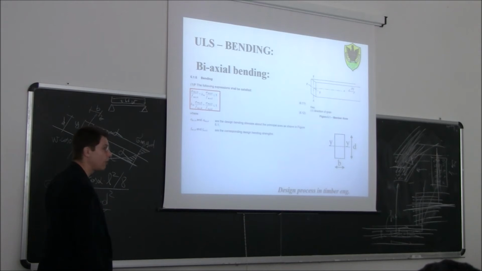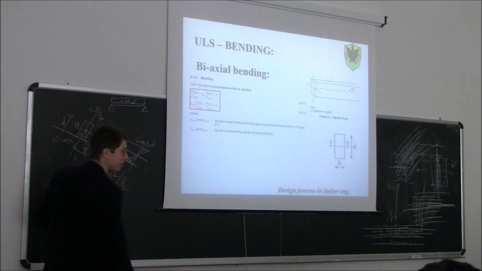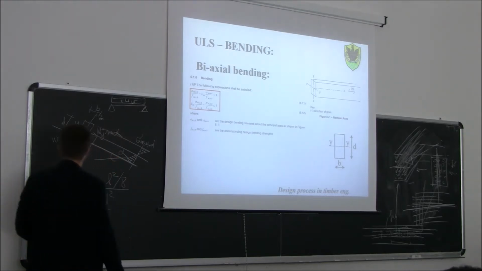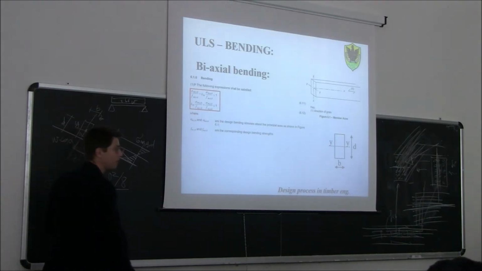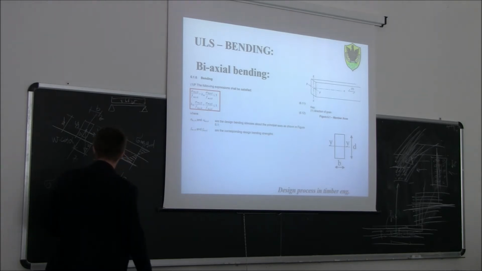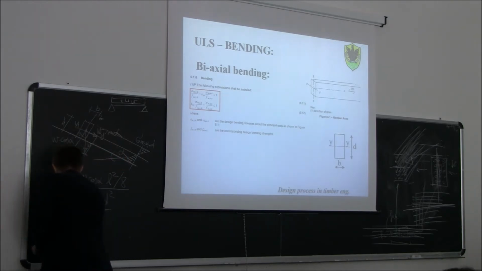Good. Now what do we need to do now? Now we need to calculate the stress distribution due to the bending around the z axis. Okay? So we need to consider, you see here, this load, W times sin of alpha. So we will have a sigma MXD.